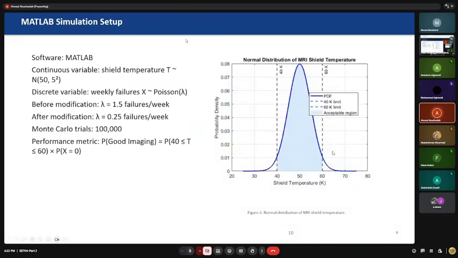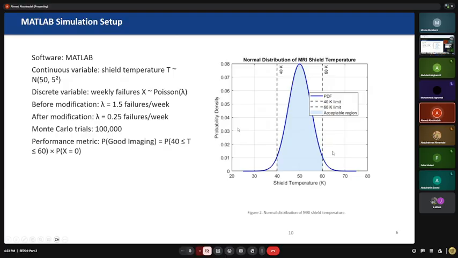Here is the continuous variable, shield temperature. You see here the normal distribution function of the MRI shield temperature, which is in the normal range, the PDF with the blue line between 40 to 60 Kelvin. Before modification, as I said, there are around 2 failures per week, and after modification, almost 0 failures per week.